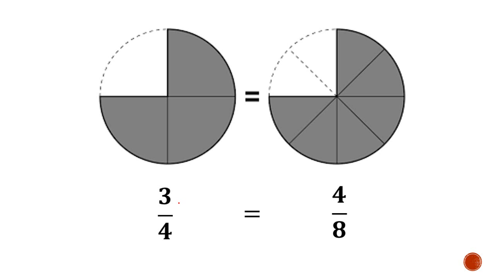Looking at these two circles, we've seen in the first case, the circle is divided into 4 equal parts. Of those 4 equal parts, we have 3 of those parts. So the fraction to represent the shading in the circle is 3/4.